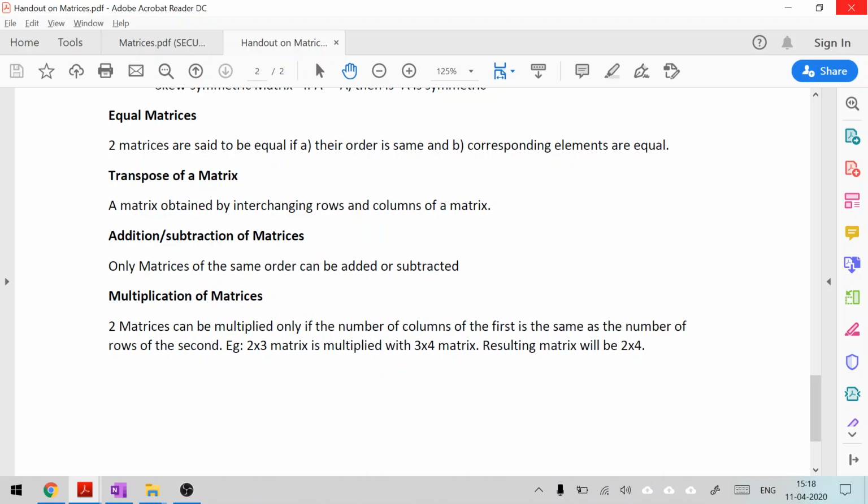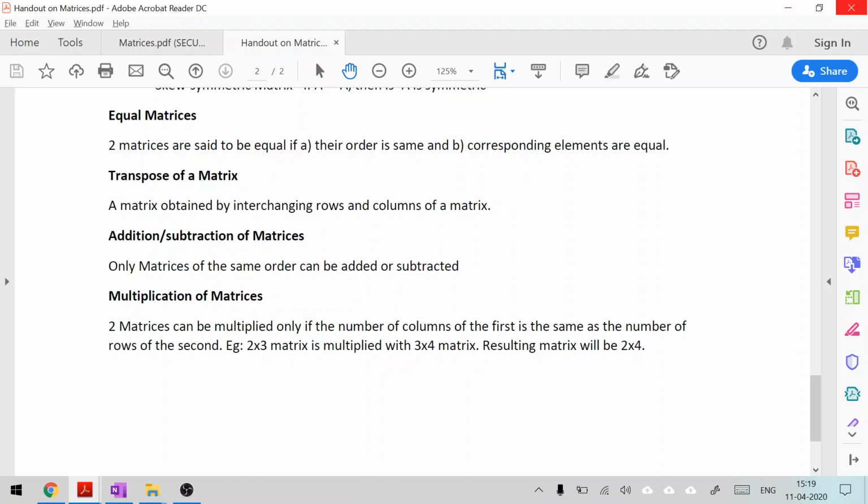What is the rule? Now let us read the rule together. Two matrices can be multiplied only if the number of columns of the first, please underline number of columns of the first. So you have the first matrix A. Now how many columns are there in that matrix A? You have to see that. If the number of columns of the first is the same as the number of rows of the second, underline the words number of rows of the second.